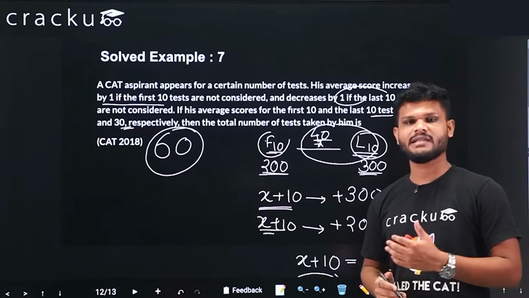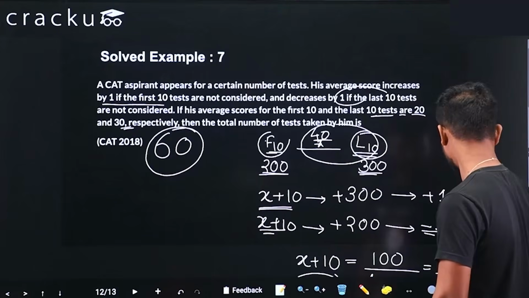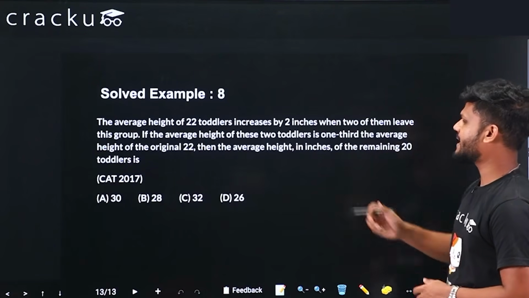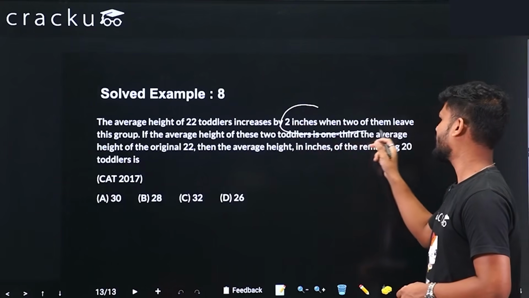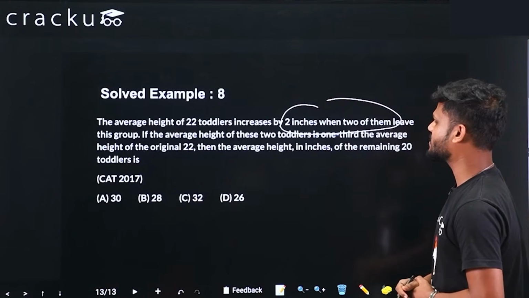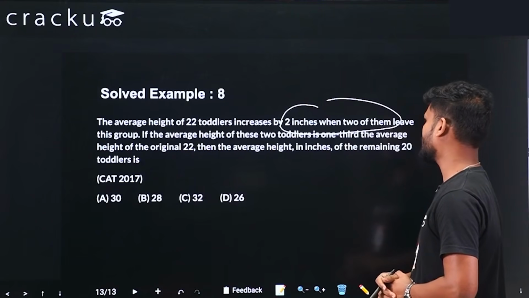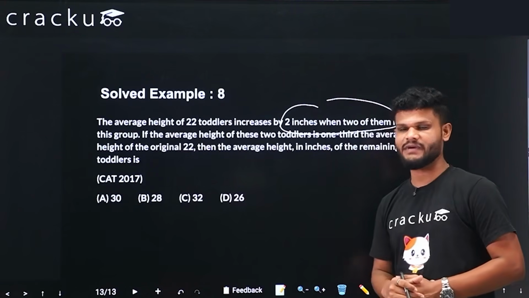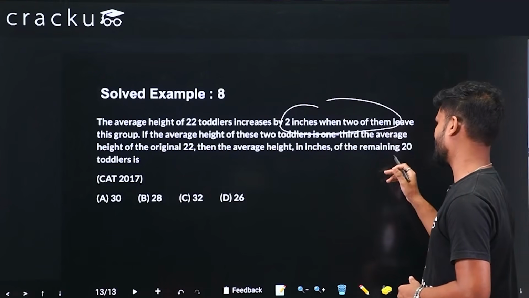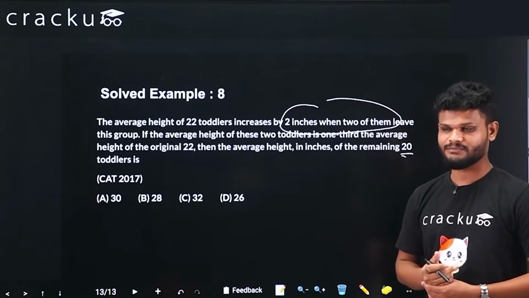Now let us look at one more question. The average height of 22 toddlers increased by 2 inches when 2 of them leave this group. If the average height of these 2 toddlers is 1/3 the average height of the original 22, then the average height in inches of the remaining 20 toddlers is what?